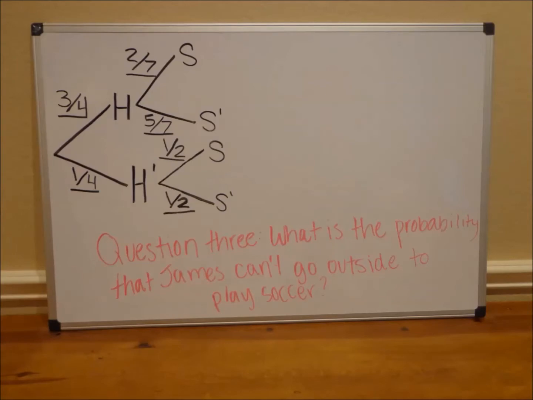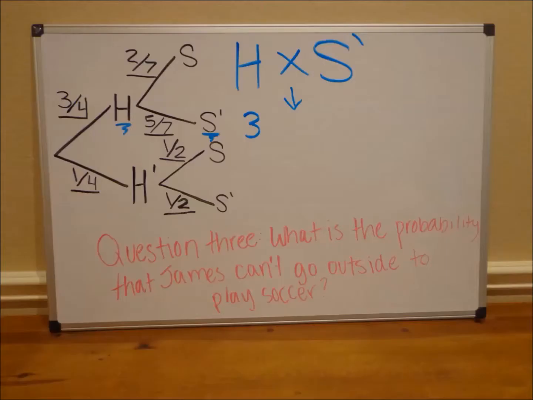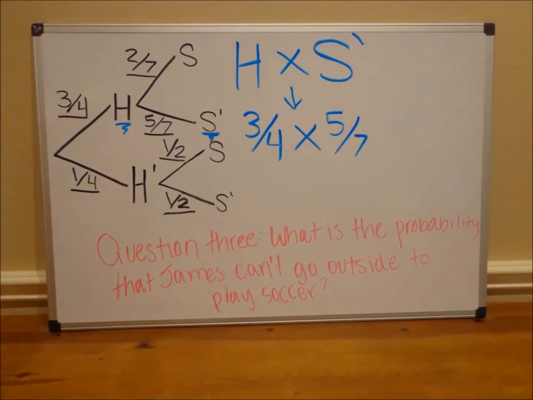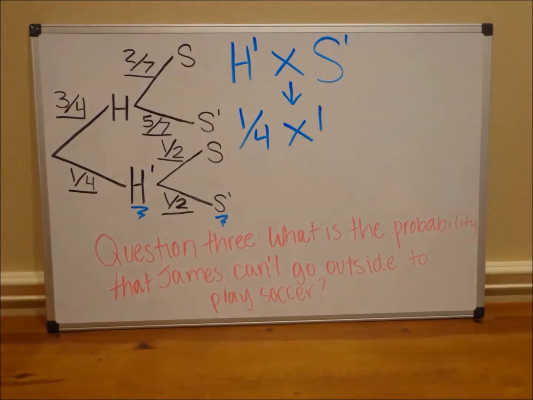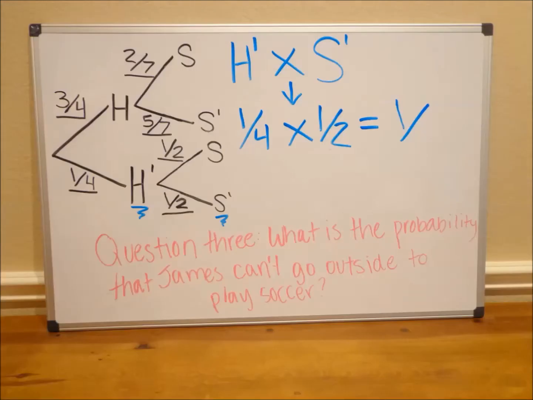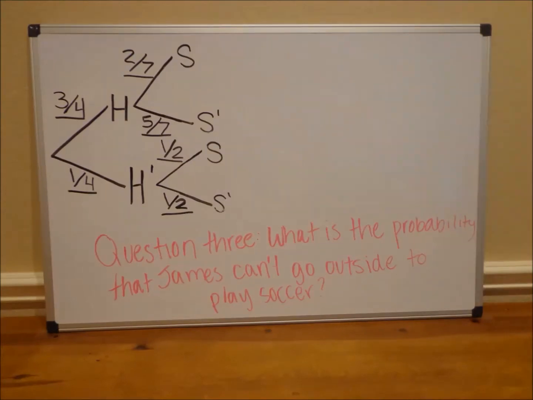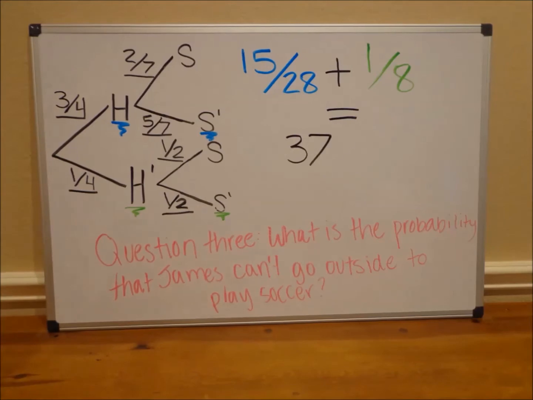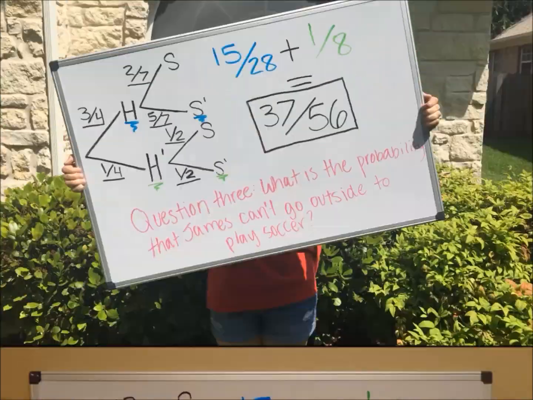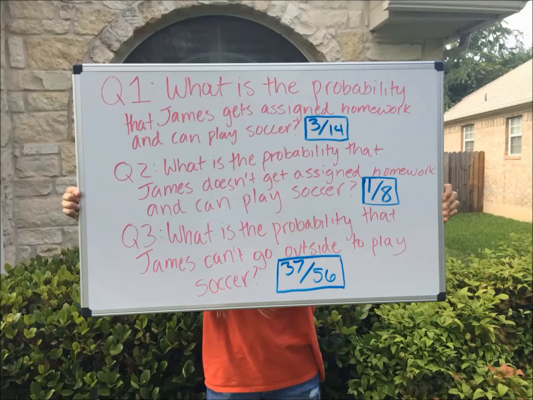To find the total probability that James can't play soccer, you would multiply 3/4 by 5/7 to get 15/28, and multiply 1/4 by 1/2 to get 1/8. Then add 15/28 and 1/8 to get 37/56. Here are all the answers again.